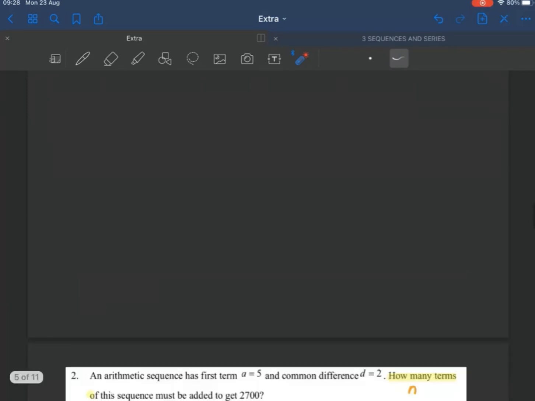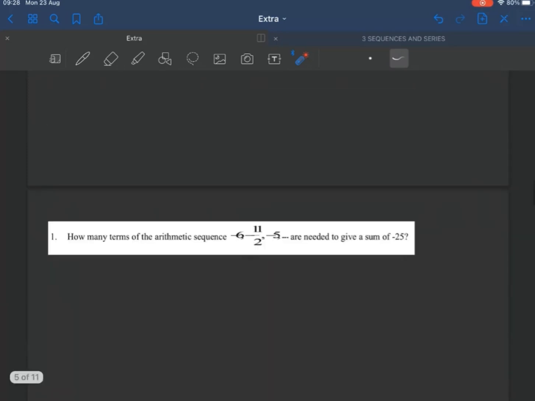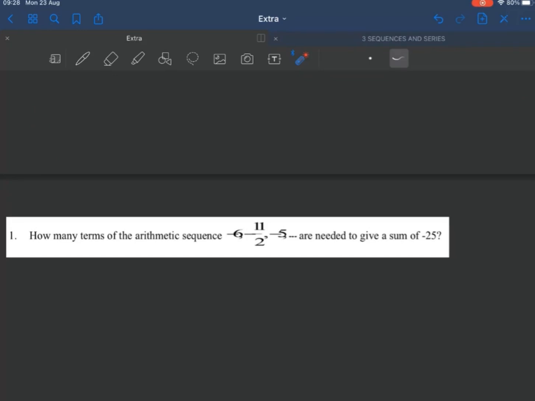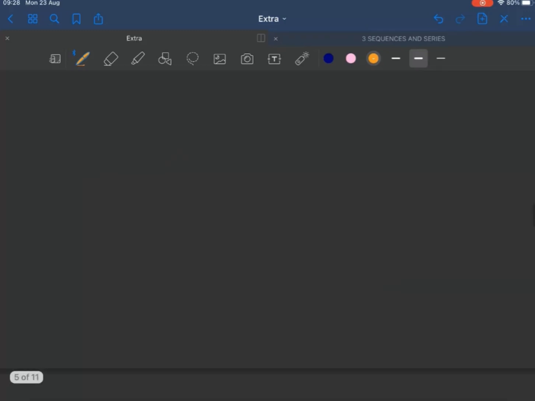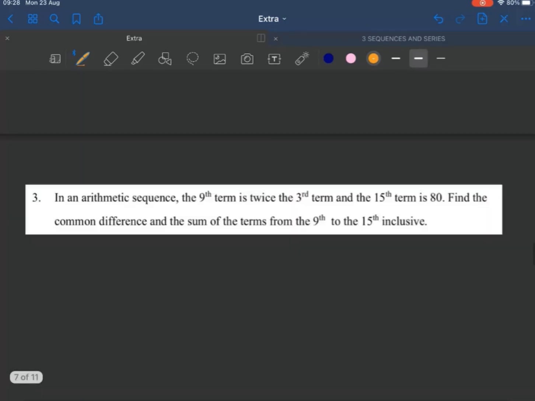Okay, soalan ni. Apa yang dia bagi kat kita? How many terms of the arithmetic sequence are needed to give a sum of -25? Apa yang kita nak cari? N. Apa yang kita ada? A, SN, dan D. Kita ada A equals -6, kita ada D equals to -11/2. Okay. So for the next question.